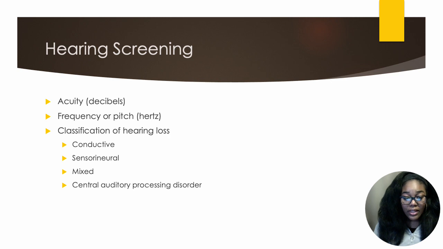As far as your acuity, that's the amount of decibels or area that you can sense or hear clearly. So frequency and pitch has more so to do with the sound component, whereas acuity is how distinct it is. Again, when we look at our hearing screening, we do look at both acuity and frequency, and then we place what we find within these classifications of conductive, sensorineural, mixed, or central auditory processing disorder. So again, you have all kinds of hearing screenings, and just kind of understand what the differences are between the different classifications.